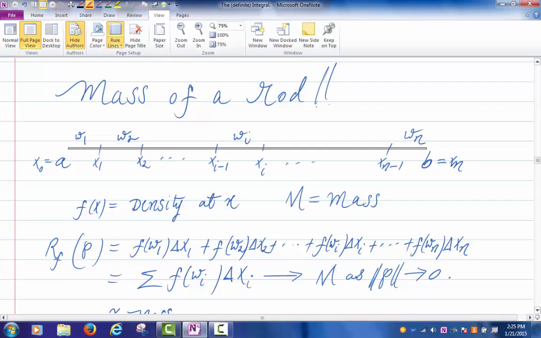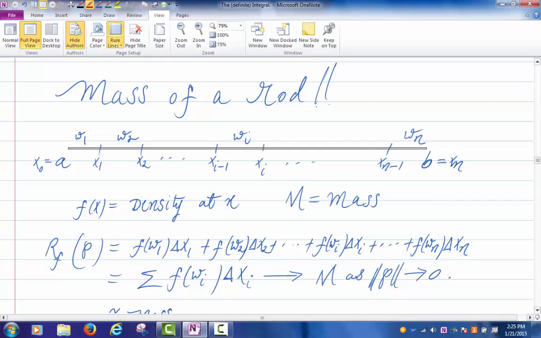Now let me ask you this. If the density is constant, if the density at any point is the same, what's the mass? How would you find the mass if you know that the density is constant? Yeah. Take the derivative. No.